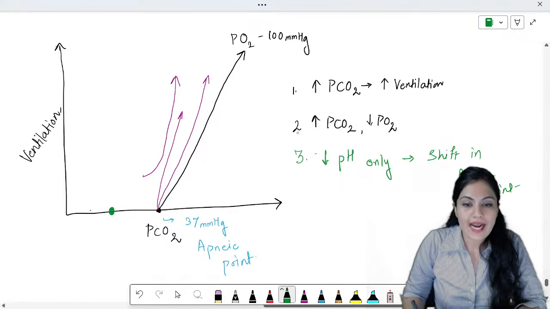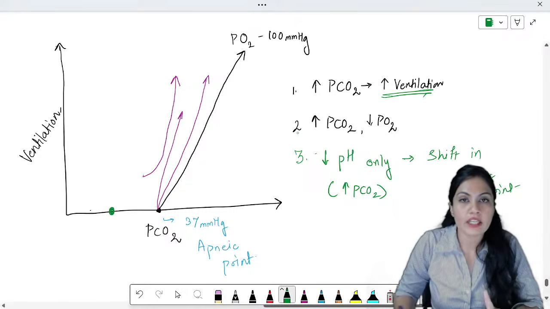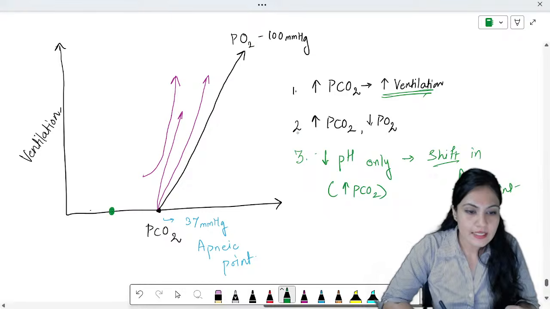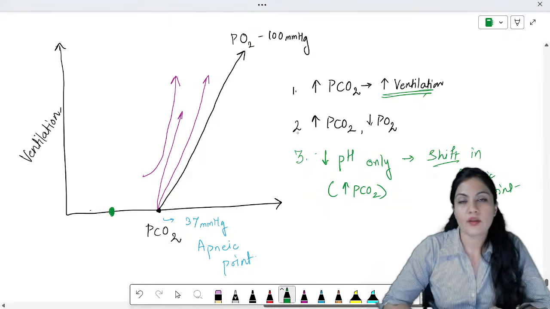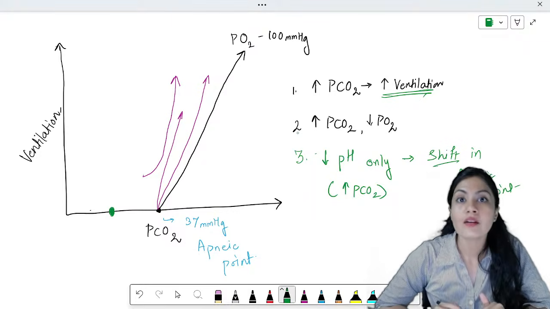Right? If I add on the increase in the PCO2, the graph will have two changes. First change will be increase in the ventilation, and shift in the apneic point. So this is the point where you can see the apneic point will shift. That means the apneic point will shift to the left hand side.